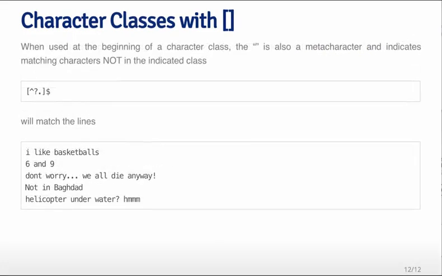Used at the beginning of a character class, the caret is also a metacharacter and indicates that it should match any of the characters not in the indicated class. For example, here we're looking at the end of the line with the $ sign, and we're looking for any line that ends in anything other than a period or a question mark. The brackets mean either a period or a question mark, and the caret means it's not either of those two characters. So it'll match all of these lines, because most of them don't have any punctuation, and some have exclamation points at the end.